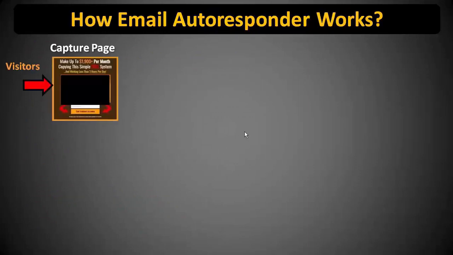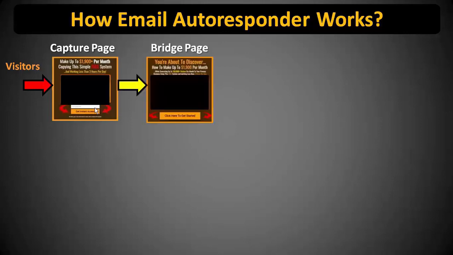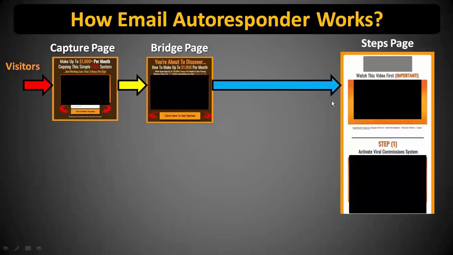So how an email autoresponder works? Firstly, once you send people to your capture page, which is the first page in your funnel with this opt-in form, a percentage of those visitors will opt in or subscribe here. If they are interested to learn more about your business, then they are going to be redirected to the bridge page where they watch the video here, and a percentage of them are going to take action and click on this button to be redirected to the steps page.